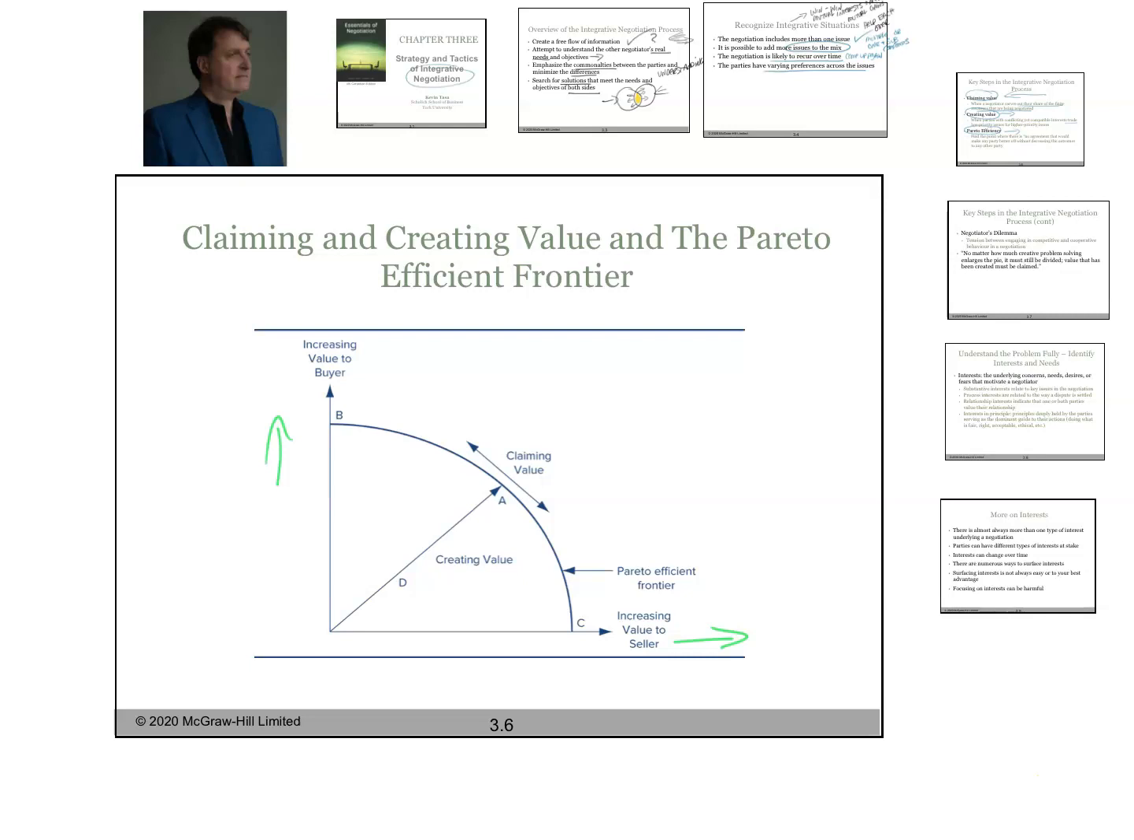Creating value happens when both parties are having that integrative conversation. And what you're doing is expanding this area here, creating a bigger pie that allows you to get a bigger part out of that pie.